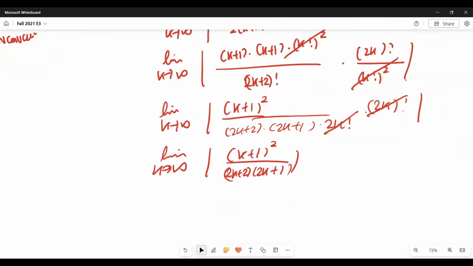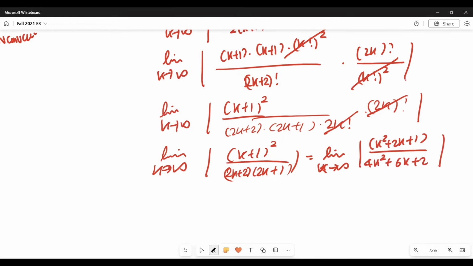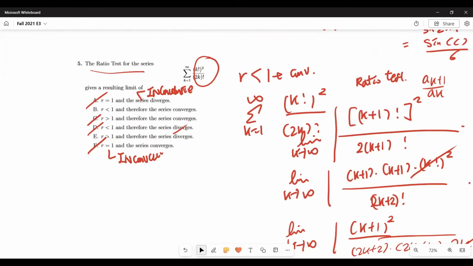Okay, so this is the limit as k goes to infinity of k squared plus 2k plus 1 over 4k squared plus 6k plus 2. The highest term is the only one we care about, because if k goes to infinity, the other terms will be minimal and so trivial and so small, so we don't really care. So the highest term is k squared, so they cancel out, and it's going to be converging to 1/4, which is less than 1, so it's going to be converging. So then our answer choice is B. That makes sense.